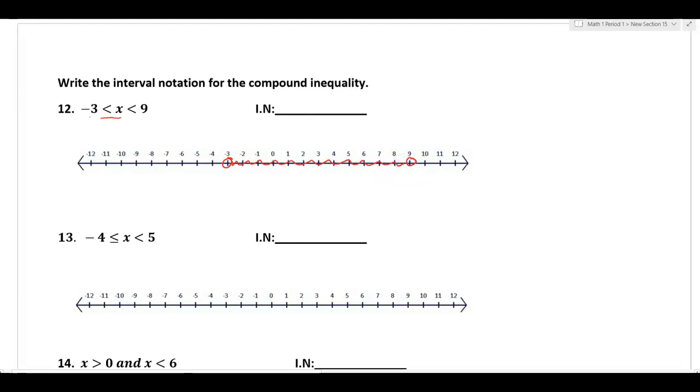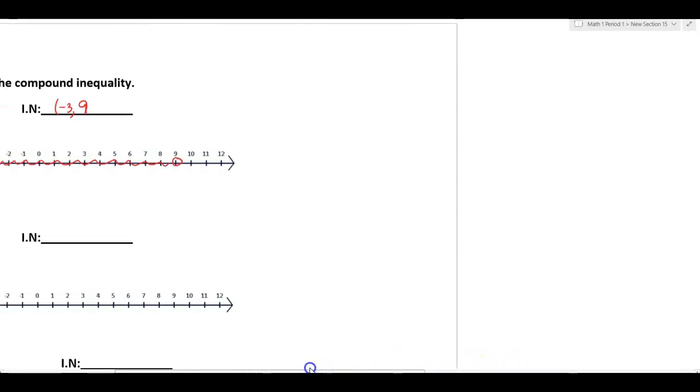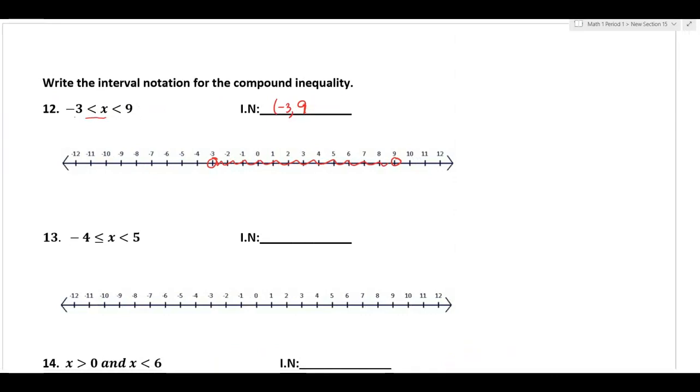So when we write the interval notation, where does this graph start on the left? At -3. Since it's an open circle, it's a round parentheses. It ends at 9. Since 9 is not included, or it's an open dot, we know it would be a round bracket. Okay?